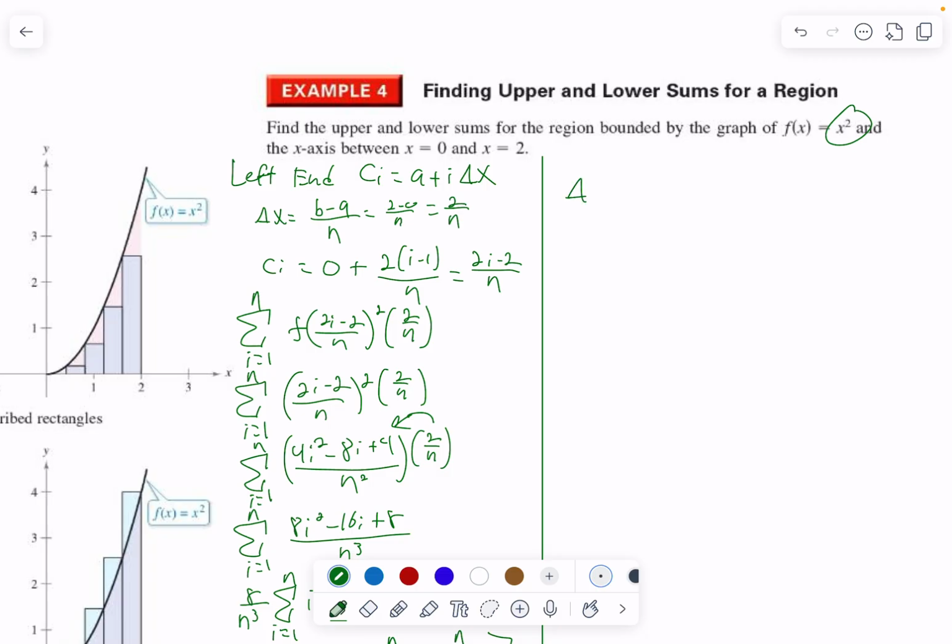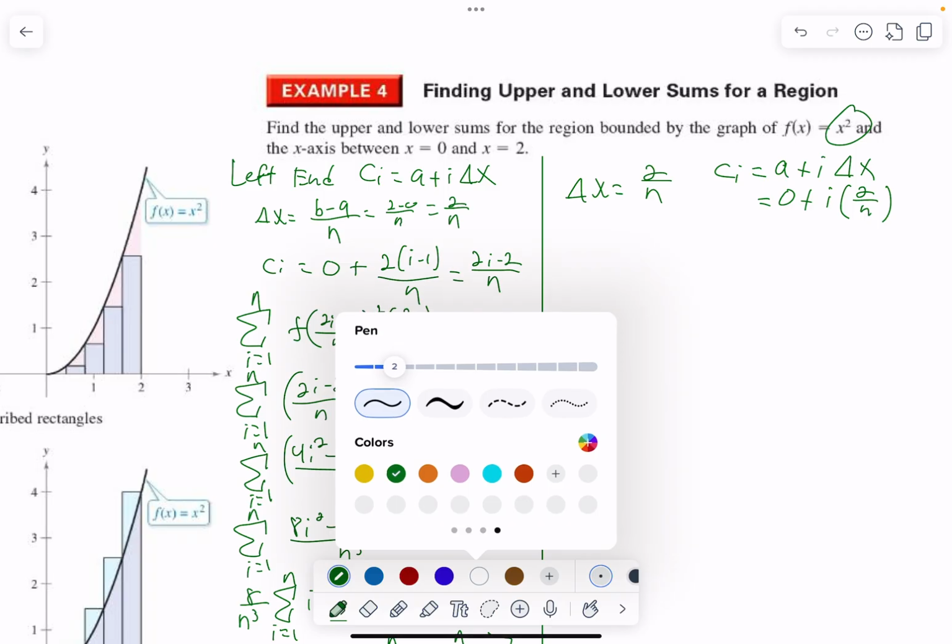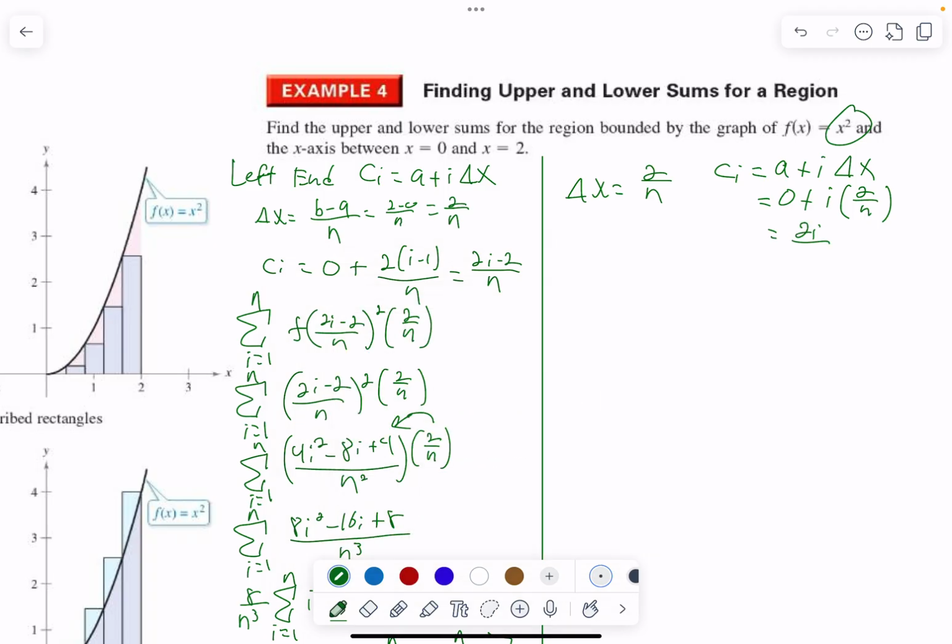Okay, so here, delta x, again, is upper bound minus lower bound divided by n, which is 2 over n. The right end is what we normally use going forward. I'm showing the left and the right here just to make a point. But going forward, normally we'll just use the right end because it's a little simpler to write. So it's the lower bound plus i times the width, which in this case is 0 plus i times the width, which is 2 over n. So the right end is simply 2i over n, rather than 2i minus 2 over n. A little simpler to work with. Not a huge deal, but okay.